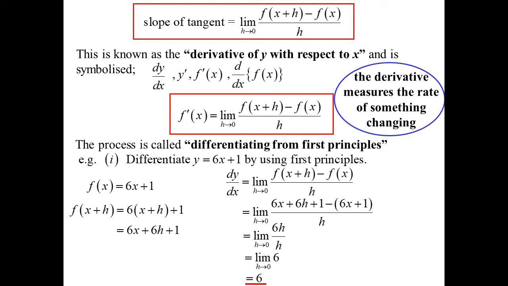Now notice my setting out. Limit as h approaches 0 stays there until I do the substitution. So that should be on every line until you actually substitute it.